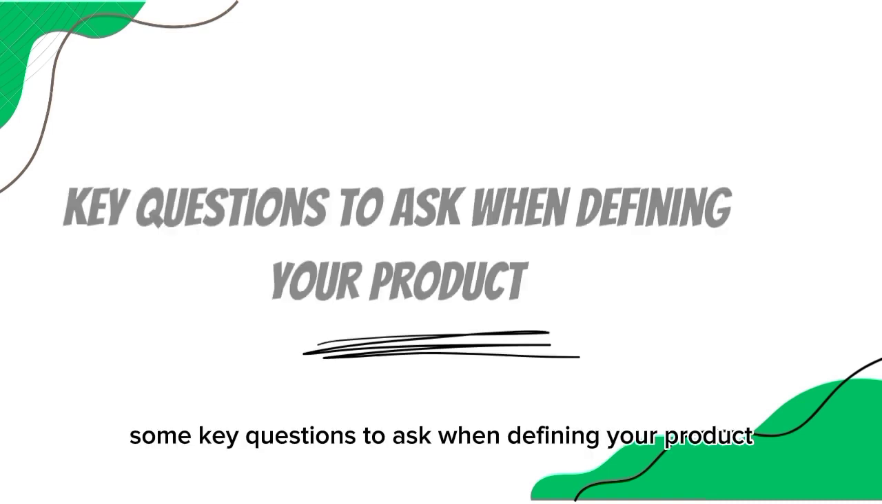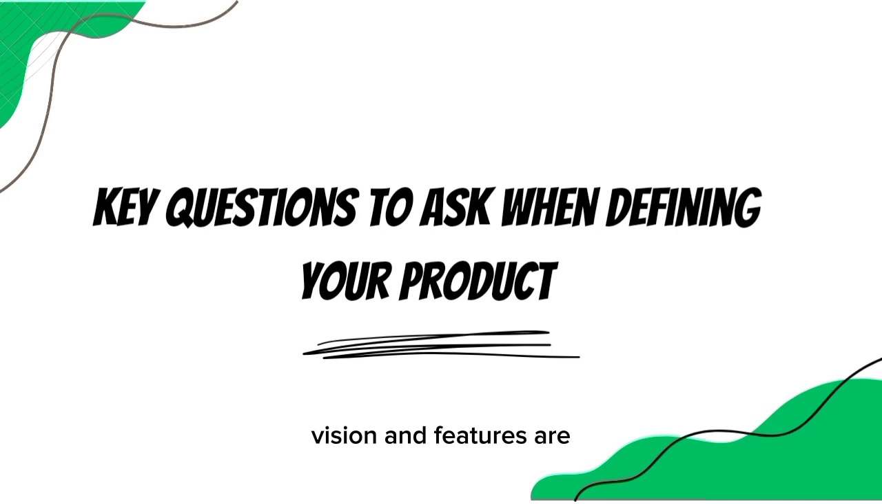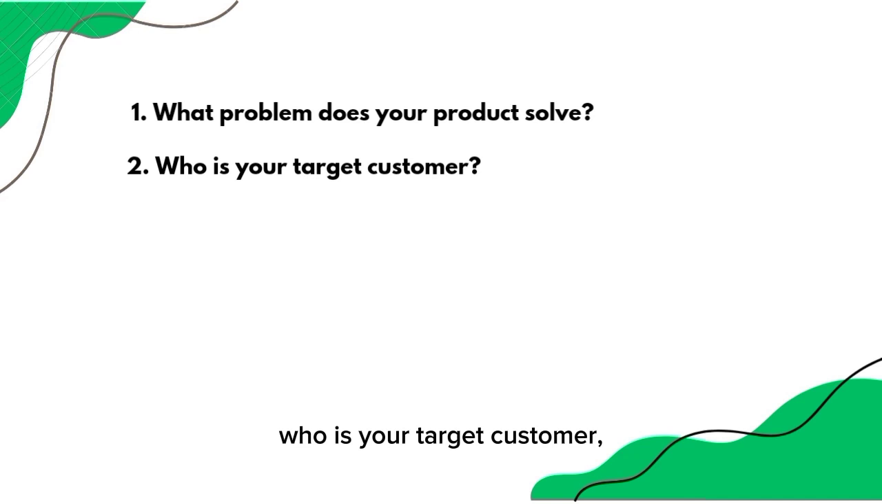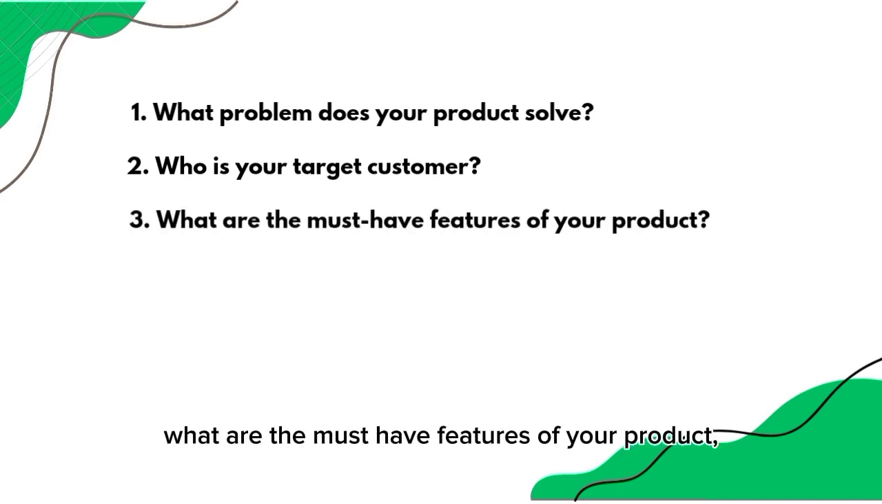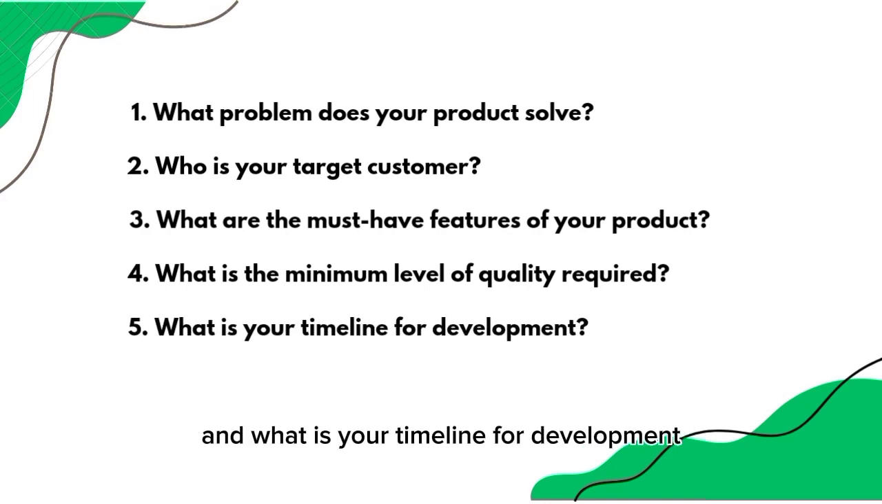Another solution is to focus on user testing and research to ensure that the product is meeting the customer's needs. Some key questions to ask when defining your product vision and features are: what problem does your product solve? Who is your target customer? What are the must-have features of your product? What is the minimum level of quality required? And what is your timeline for development?